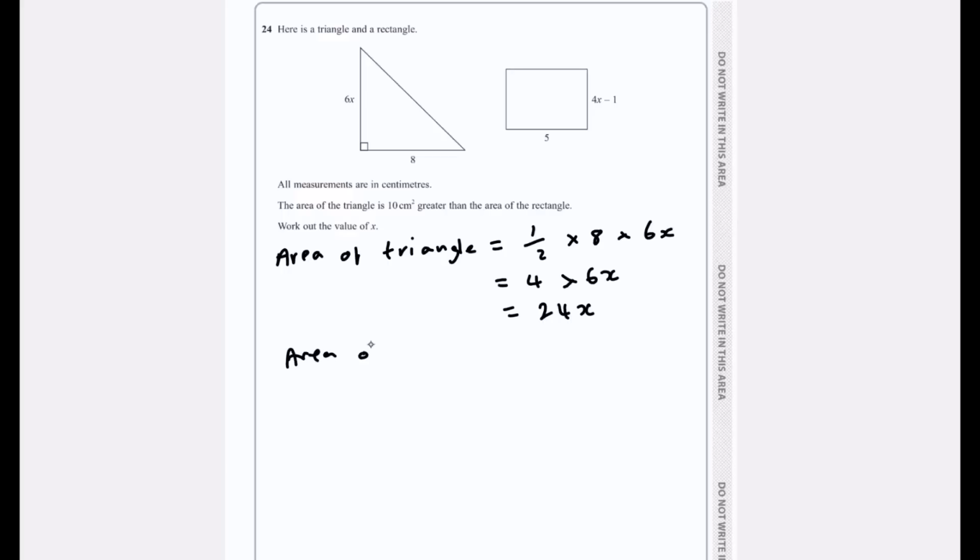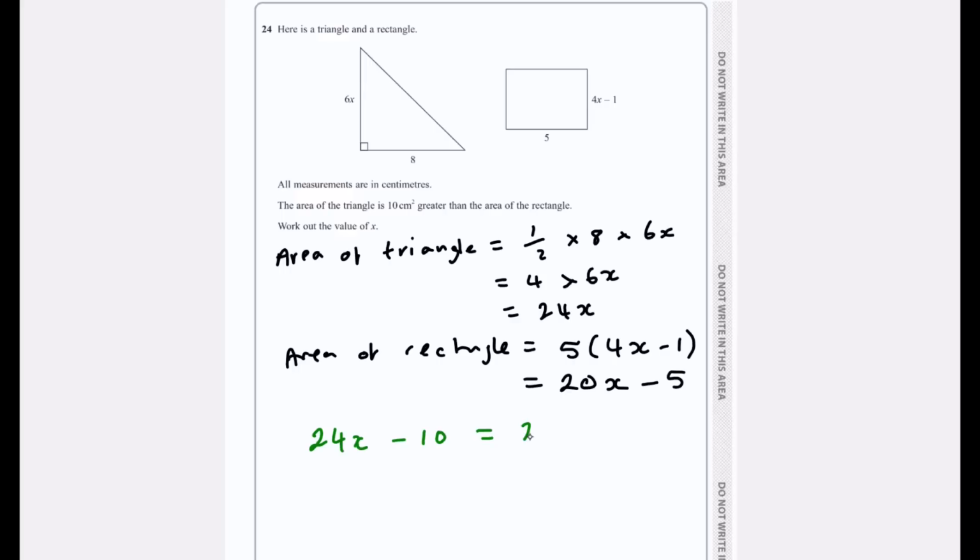The area of the rectangle is just base times height. So 5 times 4x minus 1. If we expand it, 5 times 4x is 20x. 5 times -1 is -5. So let's make it into an equation now. The triangle is 10 more than the rectangle. So the triangle, take away 10, must equal the rectangle.